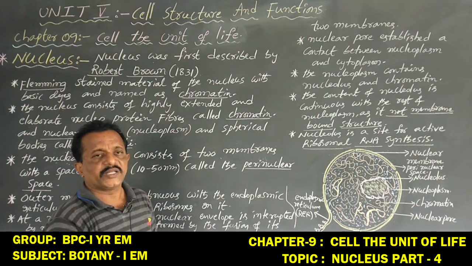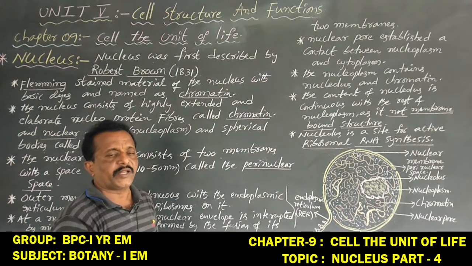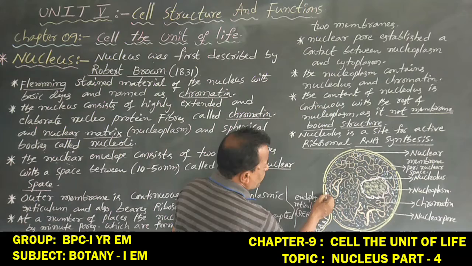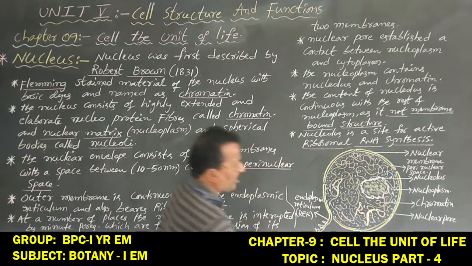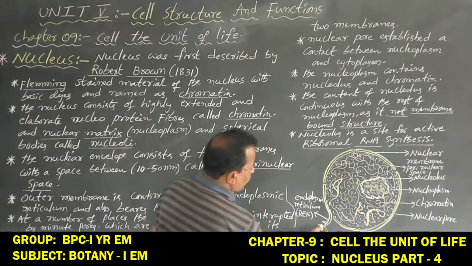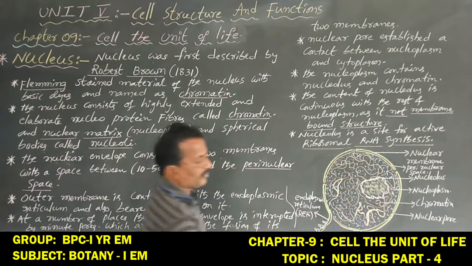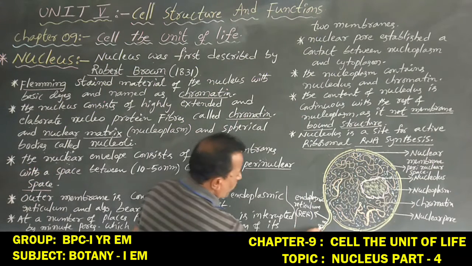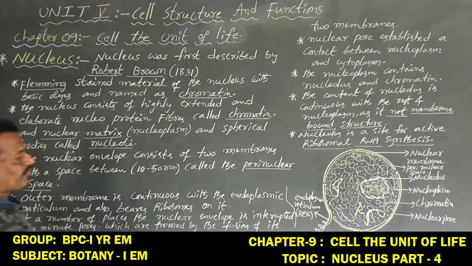RER. Generally, the nucleus is covered by the nuclear membrane or nuclear envelope consisting of an outer membrane and an inner membrane. This is the outer membrane, this is the inner membrane. But the outer membrane is always continuous with the endoplasmic reticulum. This endoplasmic reticulum contains ribosomes on its surface. So these ribosomes appear on the surface of the endoplasmic reticulum, that is called rough endoplasmic reticulum.